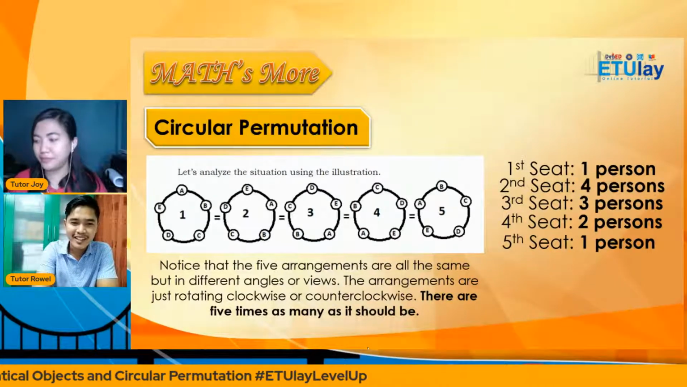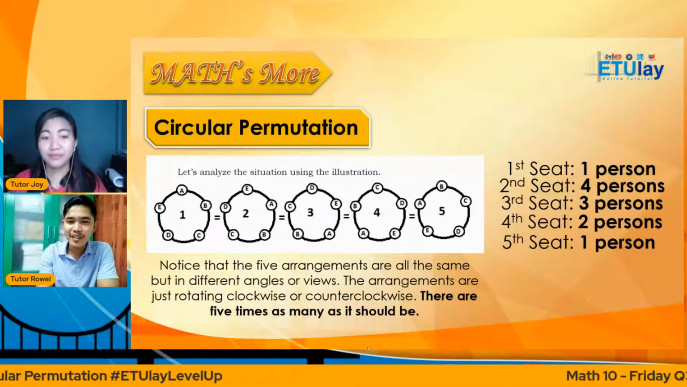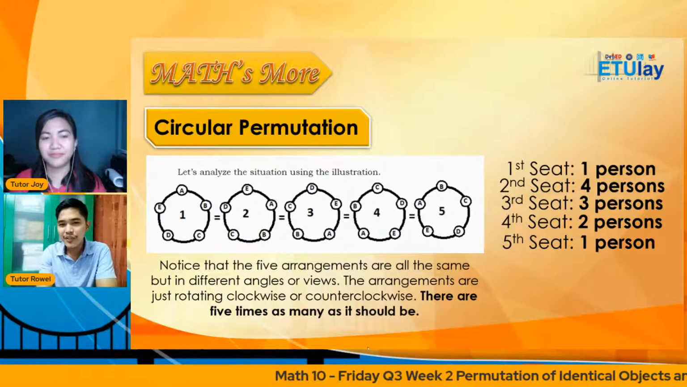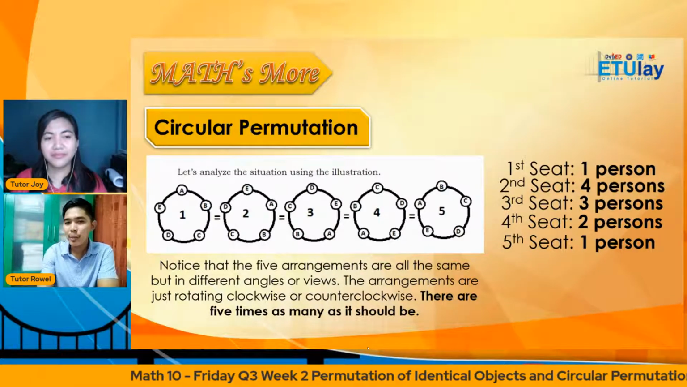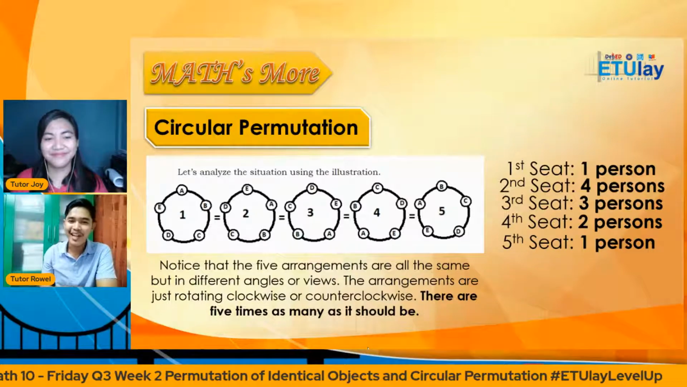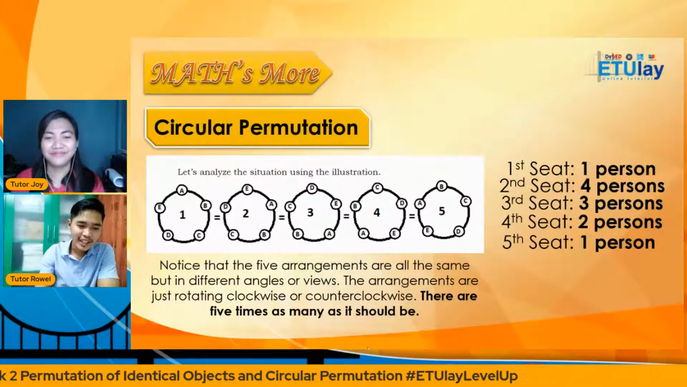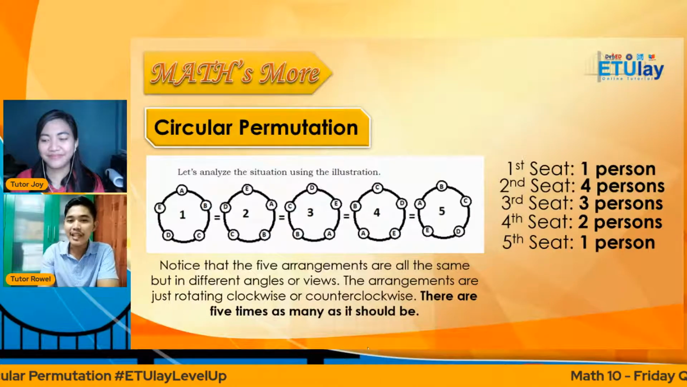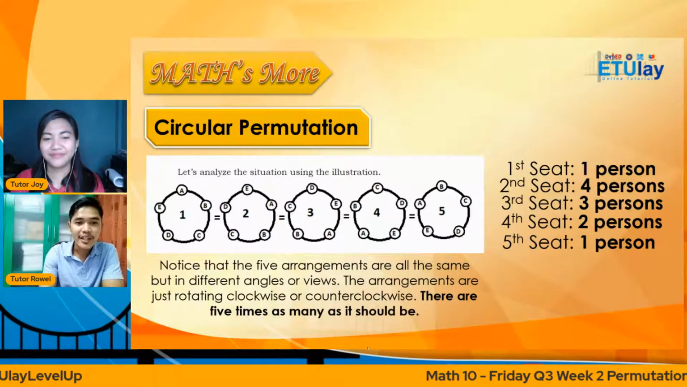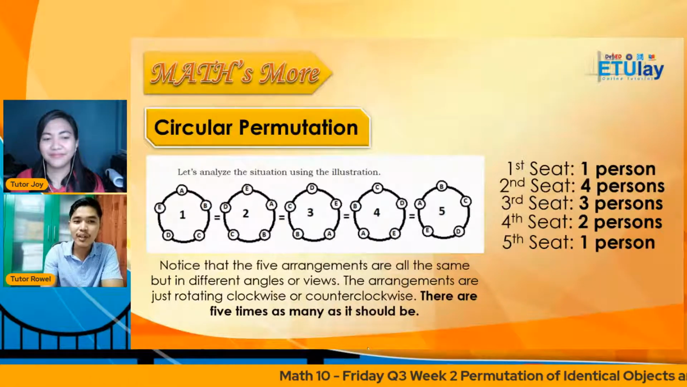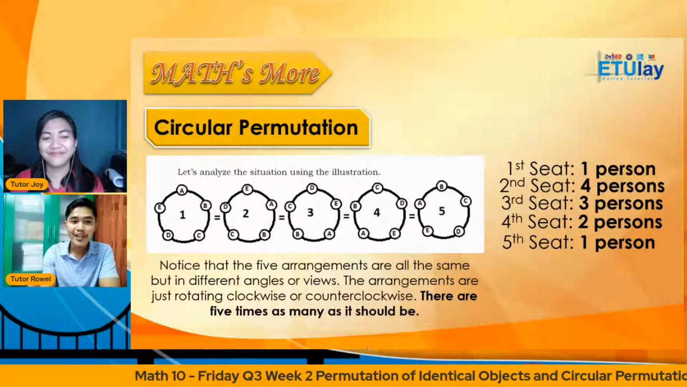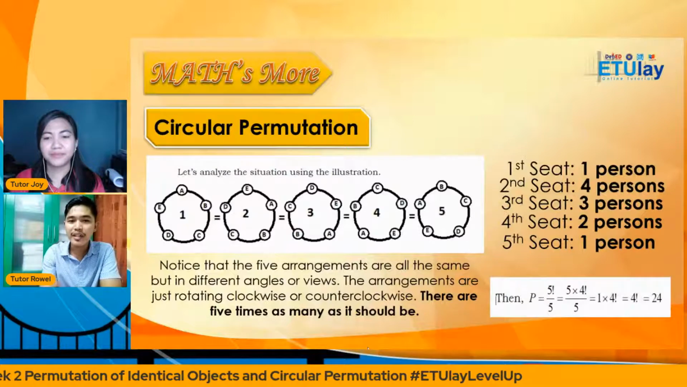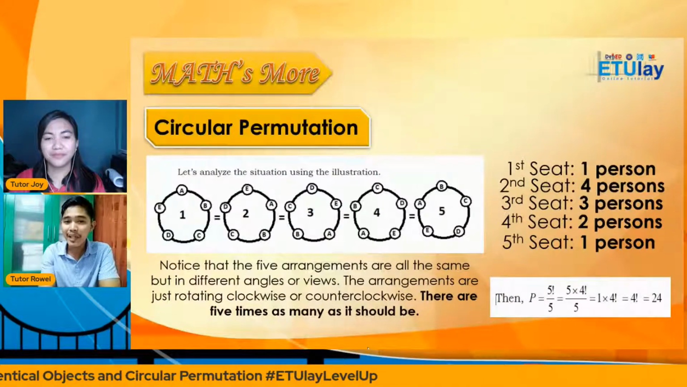Pareho lang ba kaya? Okay, kung mapapansin po ninyo, pareho lang yung arrangement. Kaya lang sa ibang angle, sa ibang view, mukhang magkaiba. Pero yung pagkakasunod-sunod nila, pareho lang. Tama ba? So again, notice that the 5 arrangements are all the same but in different angles or views. The arrangements are just rotating clockwise or counterclockwise. Therefore, there are 5 times as many as it should be. So, parehong arrangement ang mapapansin natin.